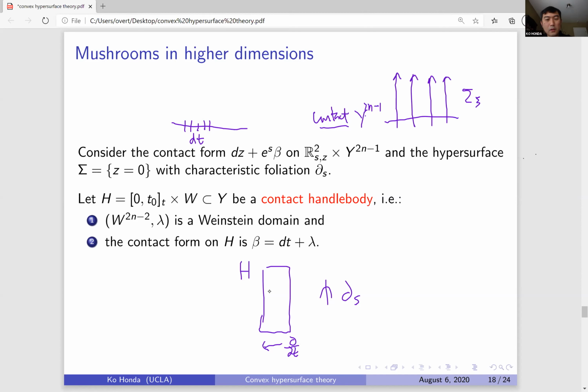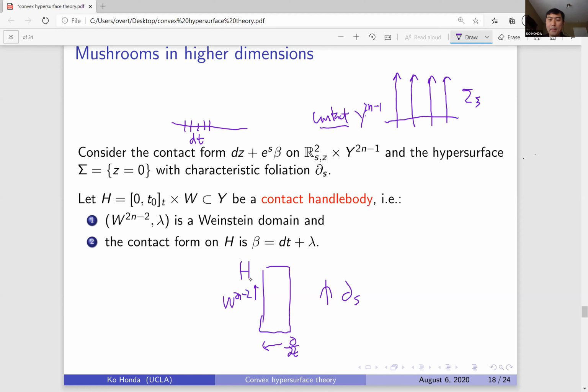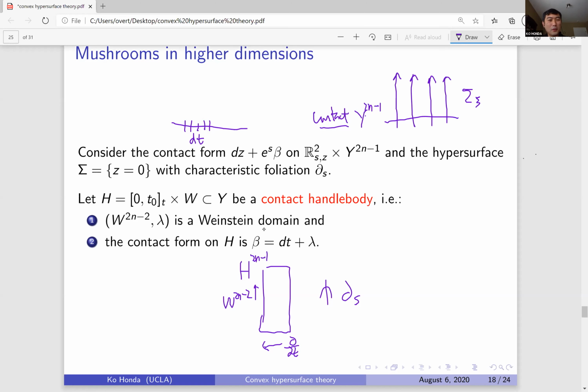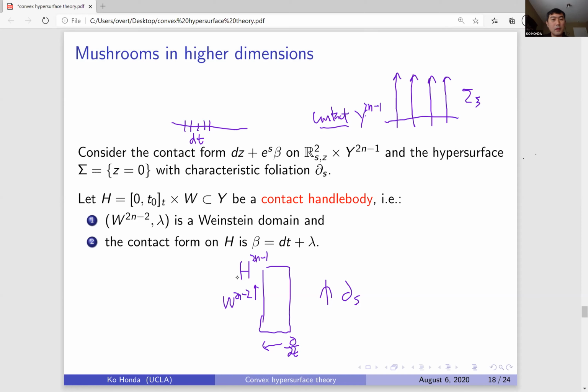And then this direction is Weinstein. Now you have to worry a little bit about the dimensions. So this is W of dimension 2n minus 2. Is that right? Yeah. Okay. And then H has dimension 2n minus 1. It's a little bit annoying that you have to worry about these dimensions. But then you have something like this, and you try to apply the same sort of procedure.